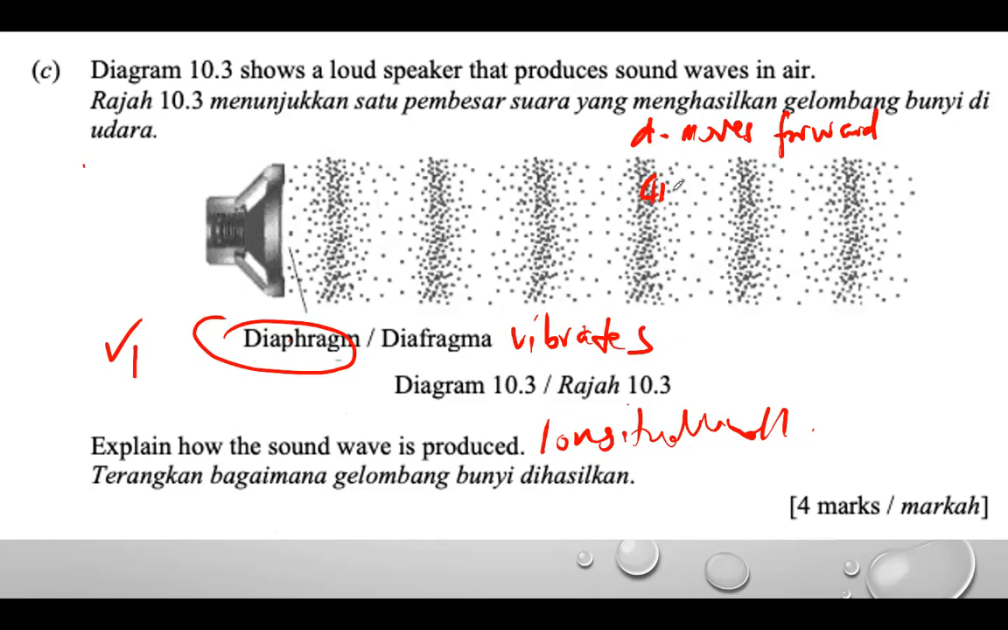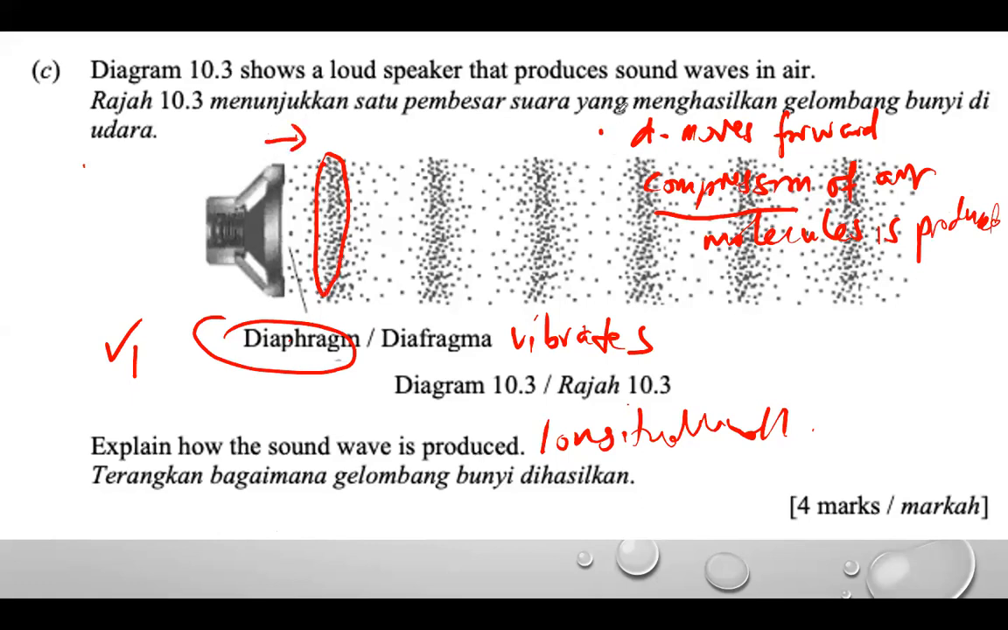Okay, air molecules, sorry, not air molecules. Apa saya cakap ni? Sorry. When the diaphragm moves forward, then compression of air molecules is produced. So the key word here is compression. Okay, bila vibration ke depan, compression. That's mark number two. Mark number three is the diaphragm moves backward. Bila the diaphragm moves backward, what is the opposite of compression? Is rarefaction. Rarefaction of air molecules is produced.